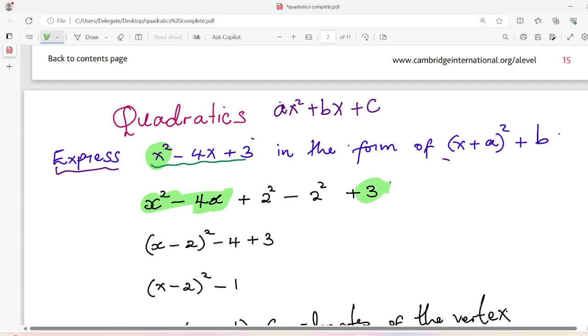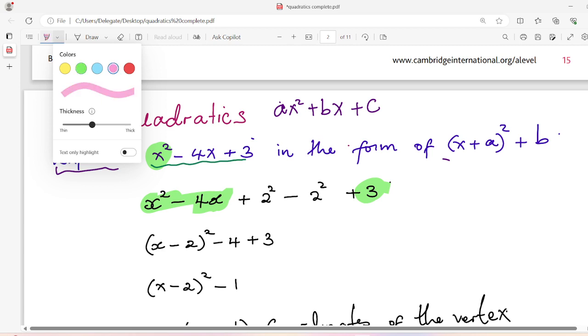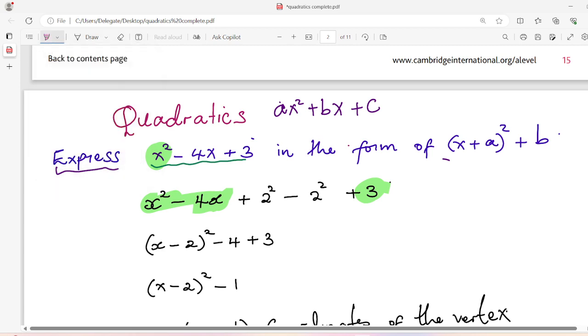which is x squared minus 4x plus 3. But in between here, I've introduced a 0. How is this 0 gotten? You look at the coefficient of x. I'm looking at it as just positive 4. You divide it by 2. So 4 divided by 2, you get 2. That's why I added 2 squared minus 2 squared.